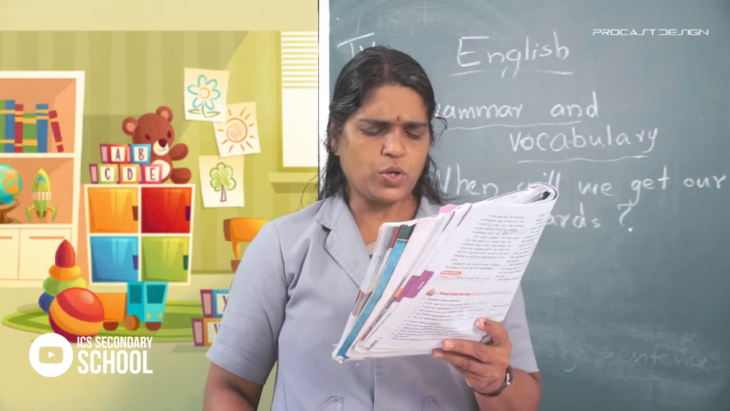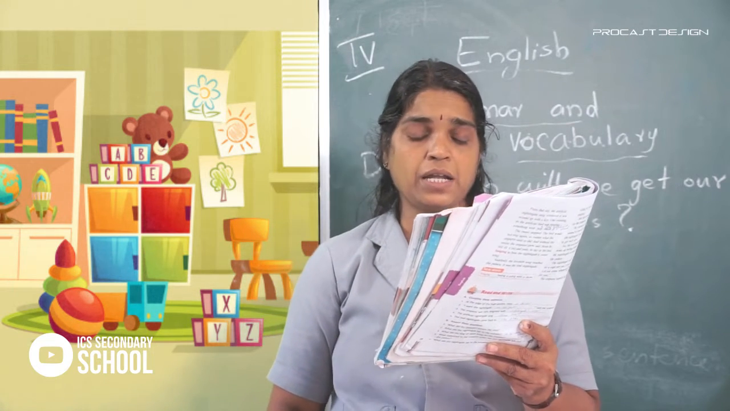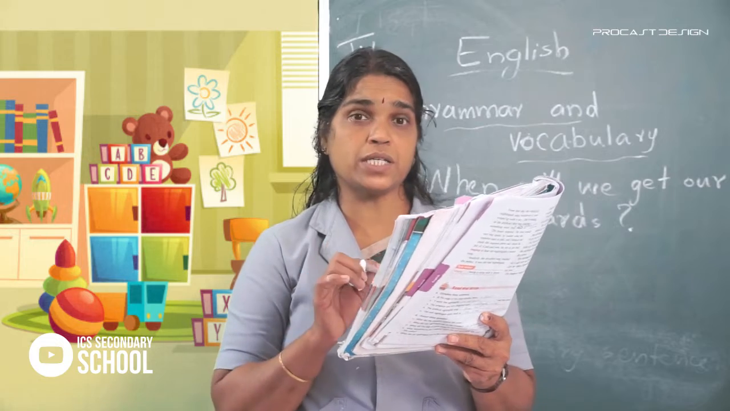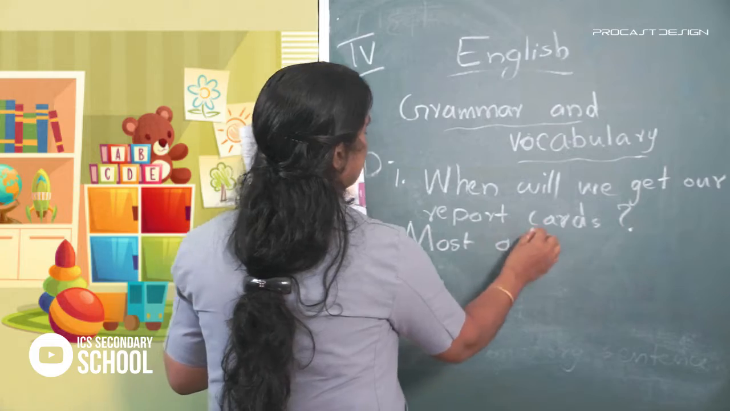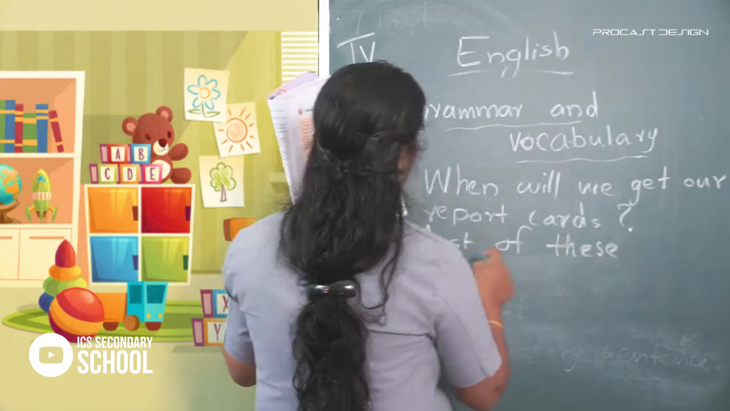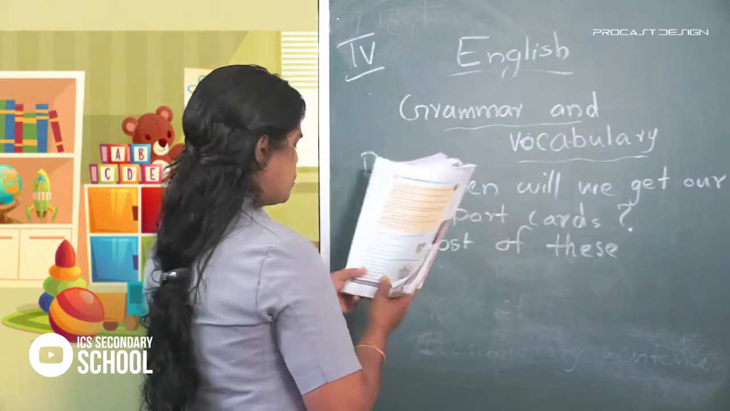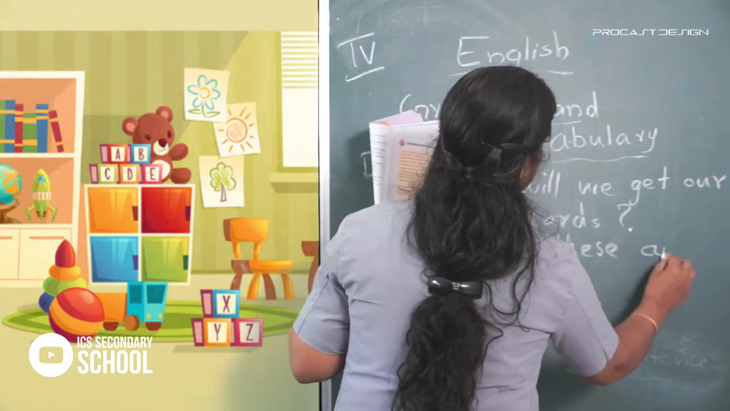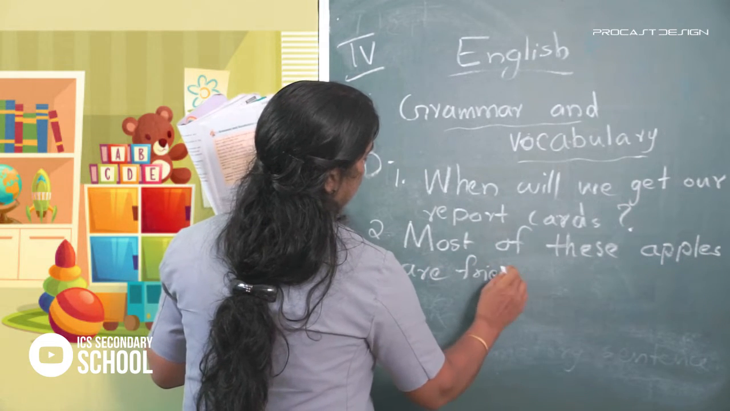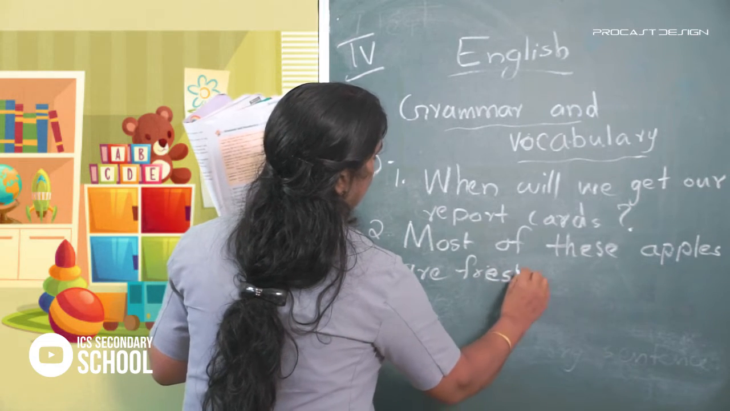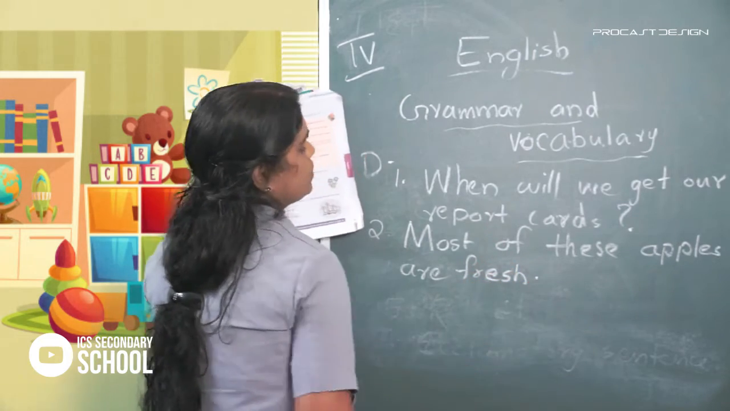Next one, the second one. Most of these apples are fresh. Then what is the mistake there? The first letter is not a capital letter. So we should begin like this: Most of these. In the question it is a small letter, so we should add a capital letter. Okay. Most of these apples are fresh. Which mark can we use here? Is it a question mark or a full stop? Yeah, it's a full stop.